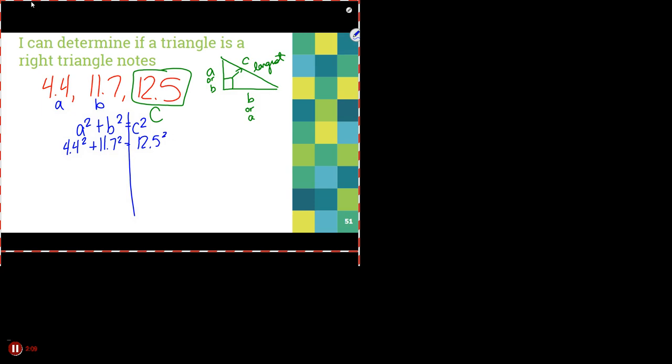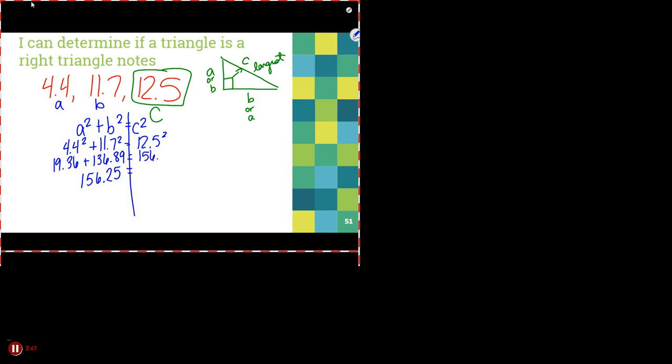We're going to do our evaluating on the left-hand side. So we have 4.4 squared. We get 19.36. 11.7 squared, we get 136.89. We add those 2 together. We get 156.25. Now on the other side, we have 12.5 squared, so we have to evaluate that.